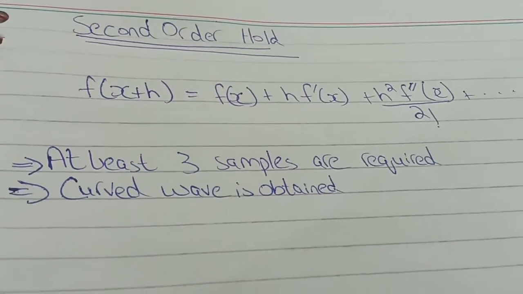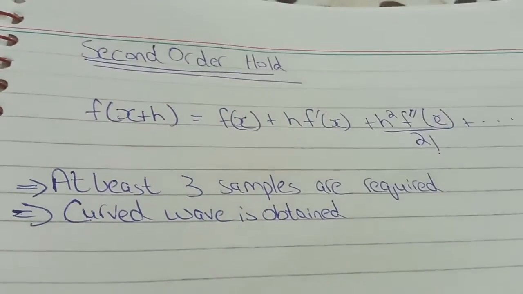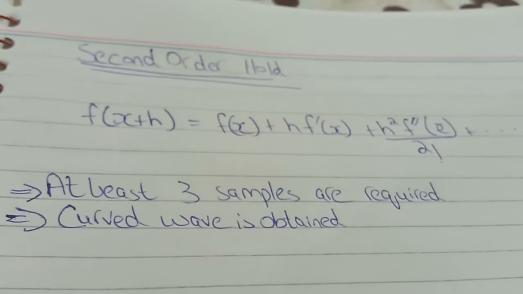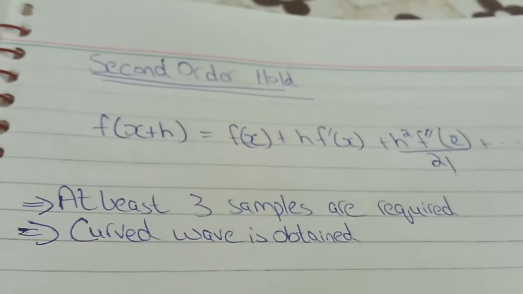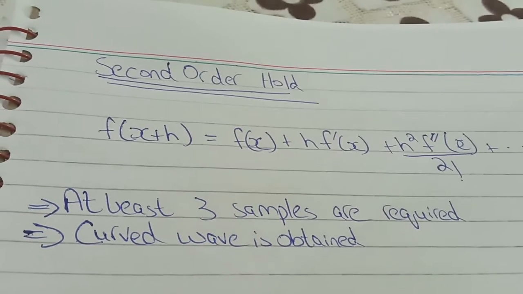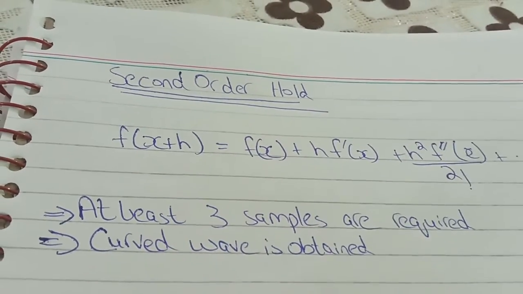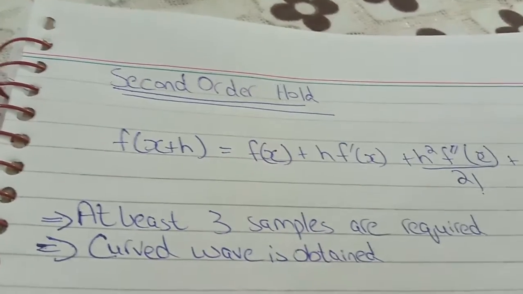We need only two samples to calculate the value of the next sample, but in this second order hold we need at least three samples. In second order hold we obtain a curved wave, whereas in first and zero order we obtain a straight or a triangular wave.